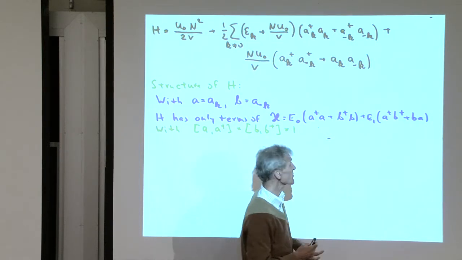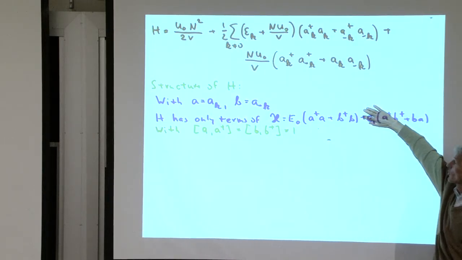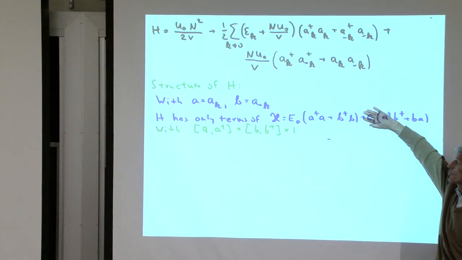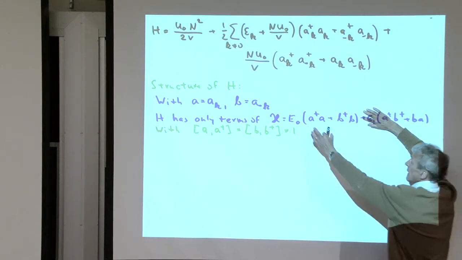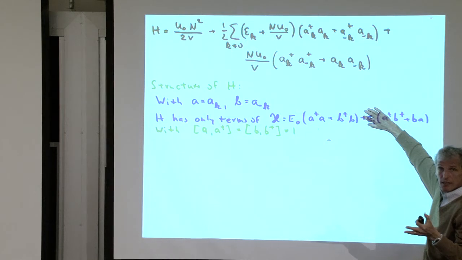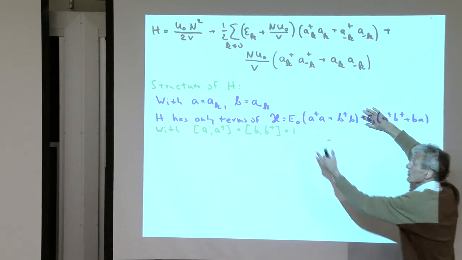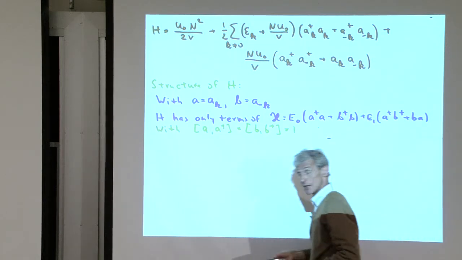Now let me put it this way. If that wouldn't exist, we would be done, because a Hamiltonian which has E0 A dagger A is a harmonic oscillator Hamiltonian. It is diagonalized. A and A dagger are just operators which create quasi-particles with energy E0. So if we could eliminate this term, we would be done.